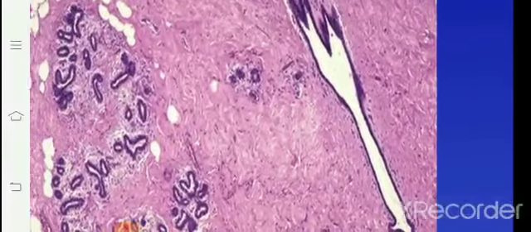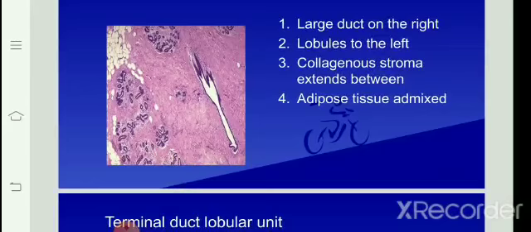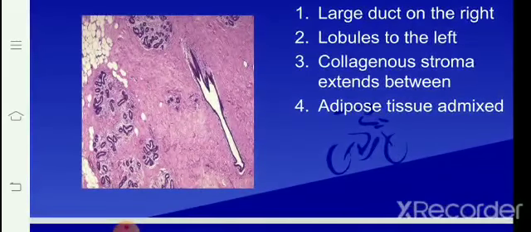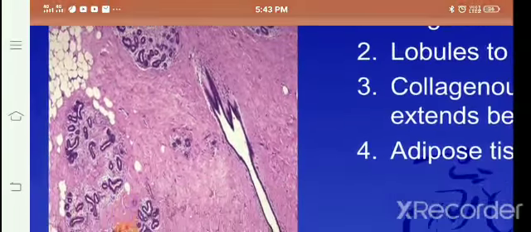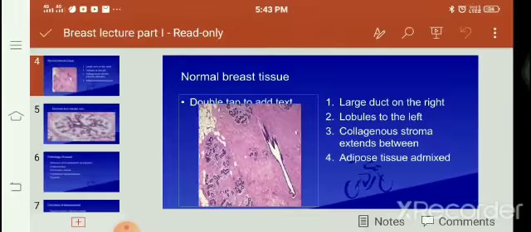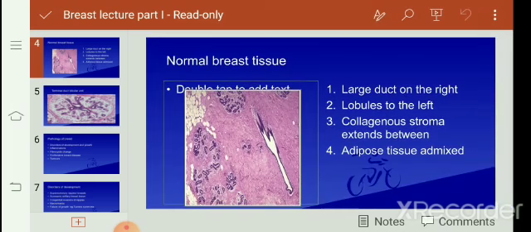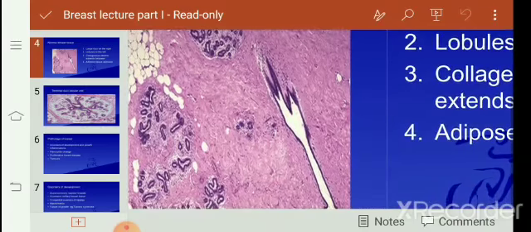These acini, they are the lobules. Okay, on the left there are lobules. You can see them easily. And everything is surrounded by these lobules, and these ducts are surrounded by a collagenous stroma. Okay, and in the leftmost part you can see a white area. This is fat, adipose tissue. Clear? So in this histological slide you can easily see all these structures. This is a large duct, then small ducts, then these are the lobules. Clear?